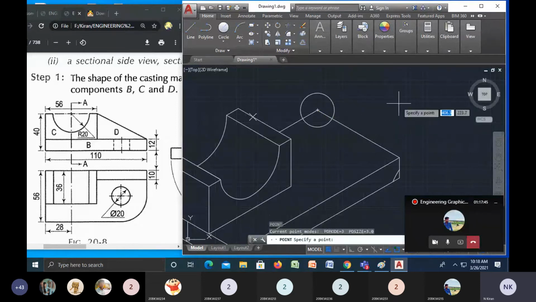PO enter. No need PO. I will directly join, L enter. From this point I will join up to here. Okay, escape, again L enter. From this point again this end point.